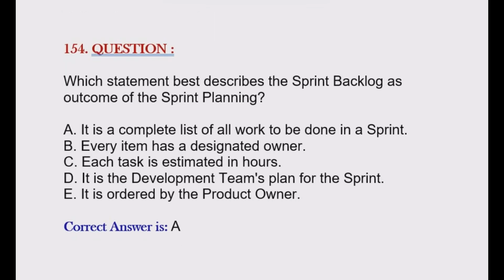Question is, which statement best describes the sprint backlog as outcome of the sprint planning? Option A, it is a complete list of all work to be done in a sprint. Option B, every item has a designated owner. Option C, each task is estimated in hours. Option D, it is the development team's plan for the sprint. Option E, it is ordered by the product owner. Correct answer is option A.